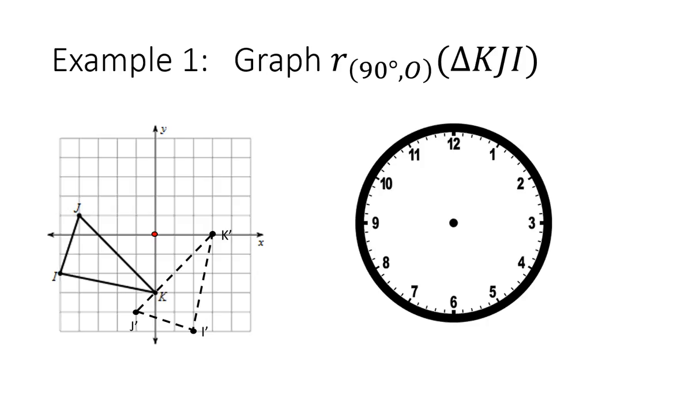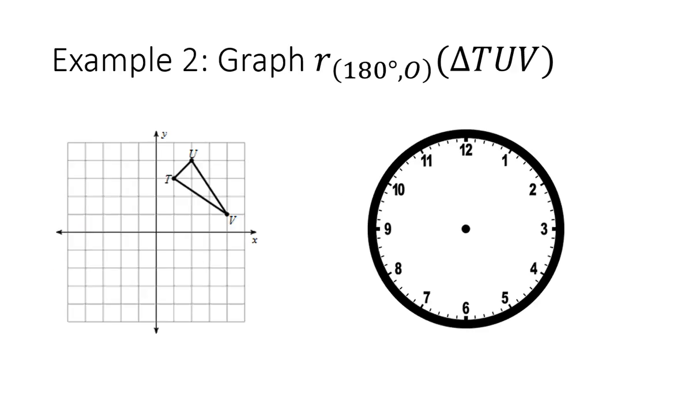Okay, so let's look at example 2. This is saying we're going to graph the rotation of triangle TUV 180 degrees counterclockwise about the origin O. So the first step is to plot the origin, which will be right there. And then the next thing is I'm going to figure out my horizontal and vertical distances to each point, and I'm going to use the clock to kind of help me figure out what direction I'm going to be moving in.